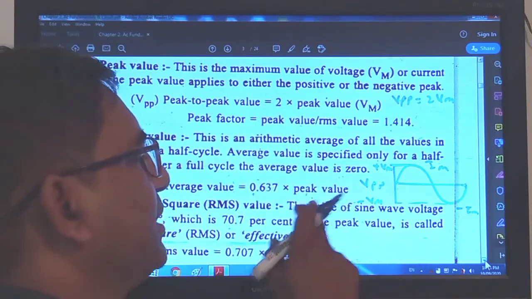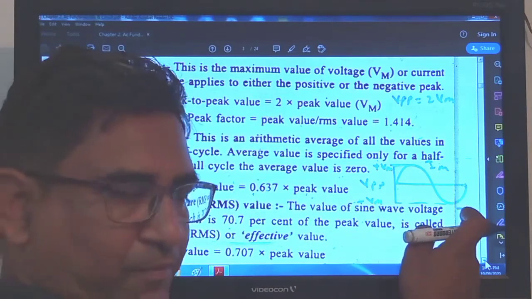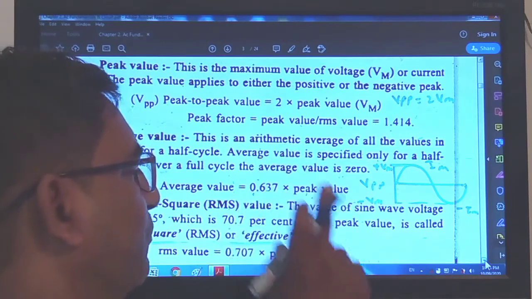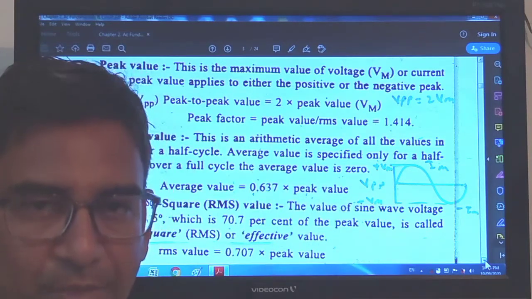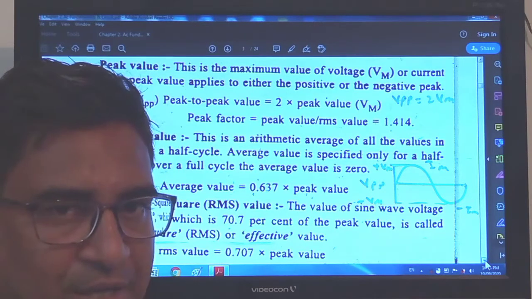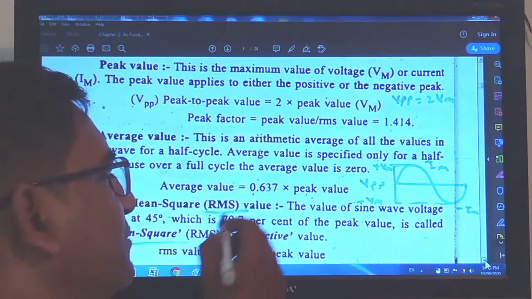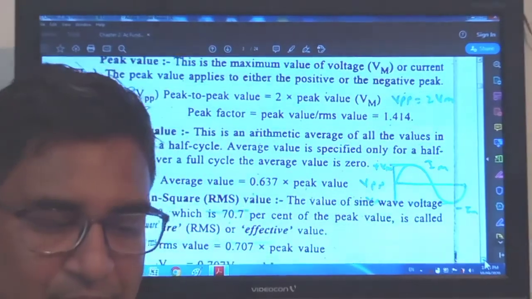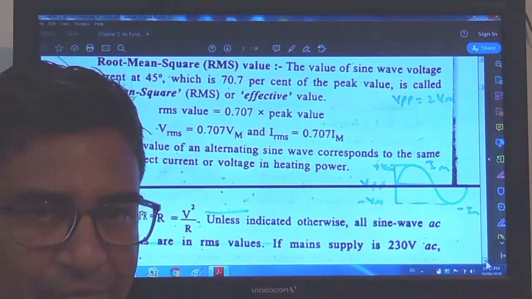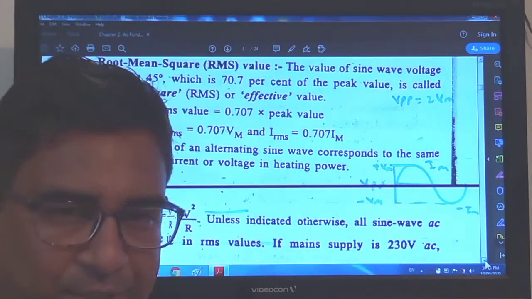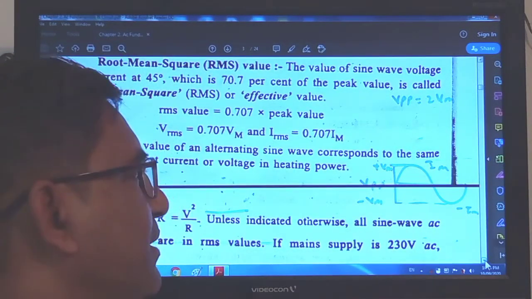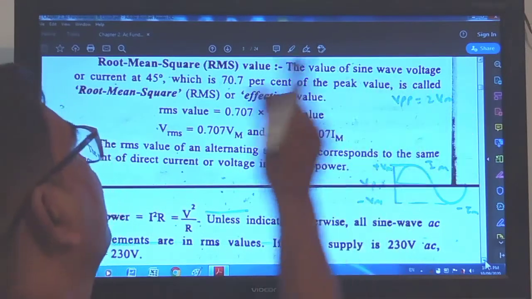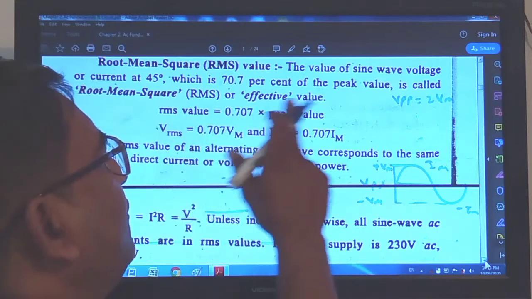Whatever peak value has been assigned to this wave, the average is 0.637 multiplied by the peak value. Then comes the root mean square, that is the RMS value. The RMS value for the sine wave, of the voltage or the current, at 45 degrees is 70.7% of the peak value. It is called the root mean square or the effective value.